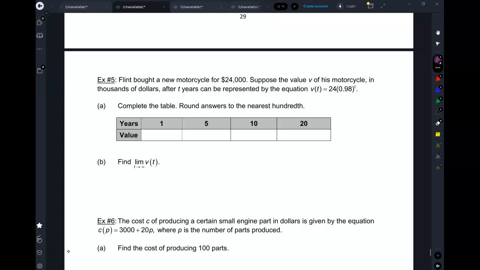Let's do this. Suppose the value of his motorcycle in thousands of dollars after 2 years can be represented by this equation. Is this an exponential or a linear function? Is this growth or decay?